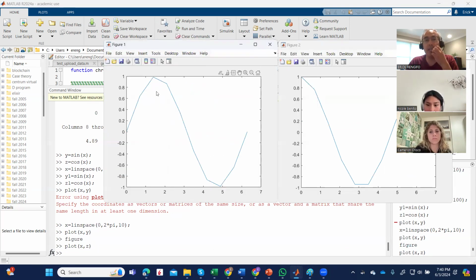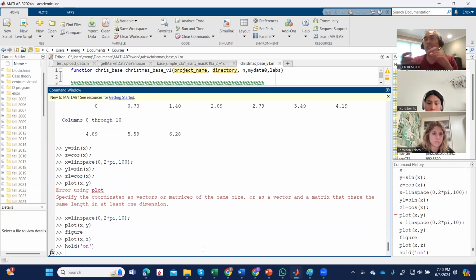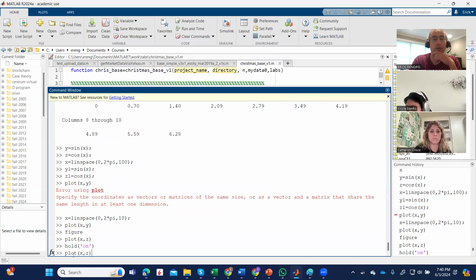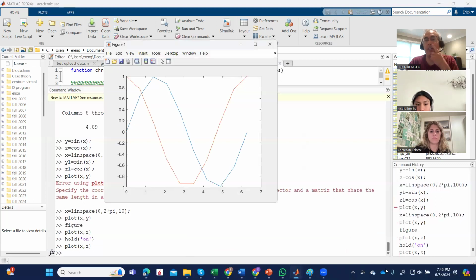Now, there are some instances in which you want to put them together. So I want the sine here and at the same time the cosine. So in MATLAB, what we do is we tell MATLAB hold on. This is telling MATLAB, please keep the one that you have active here. This is going to be my active window. And please draw in the same window, in the same figure, the following. And here you go.